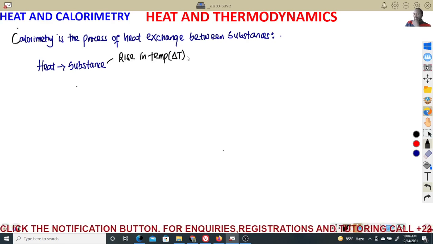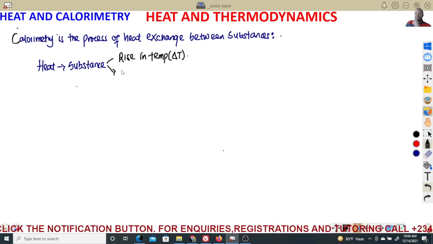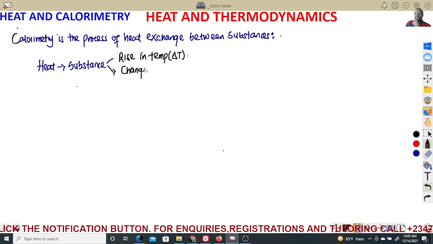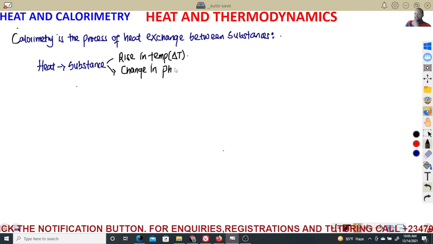So basically, we have talked about the process under thermometry, that when a substance is being heated, let's just take an instance, there are going to be two things. The first thing we notice is a rise in temperature of that particular substance, which I always denote by delta T. I hope you still remember this. And there will be another important thing, what we call a change in phase. We've talked about this under thermometry.